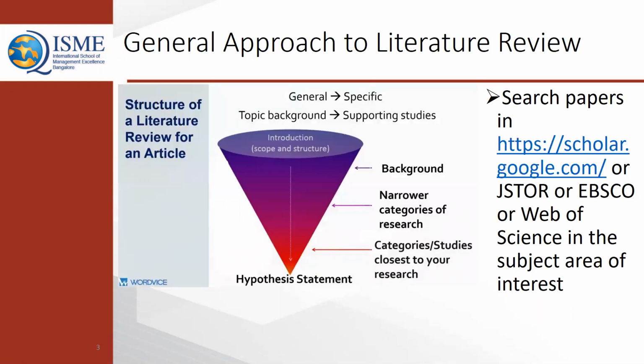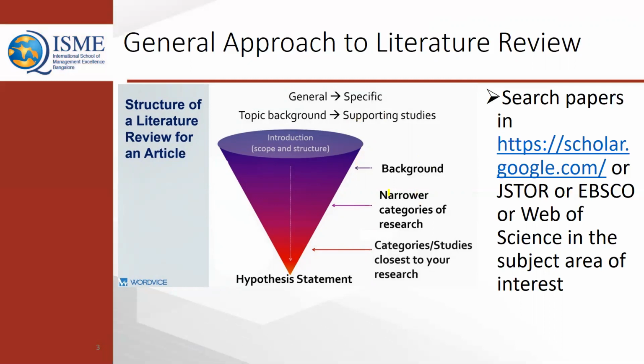So the general approach to literature review is where you normally have a topic, and in this topic you also have a background, and you then try to search for supporting studies. These studies are searched on scholar.google.com or on JSTOR or EBSCO or Web of Science. In a normal case, hundreds of studies are thrown up. You normally pull up some of the latest studies, or you pull up some of the studies which are right on the top of the search results.